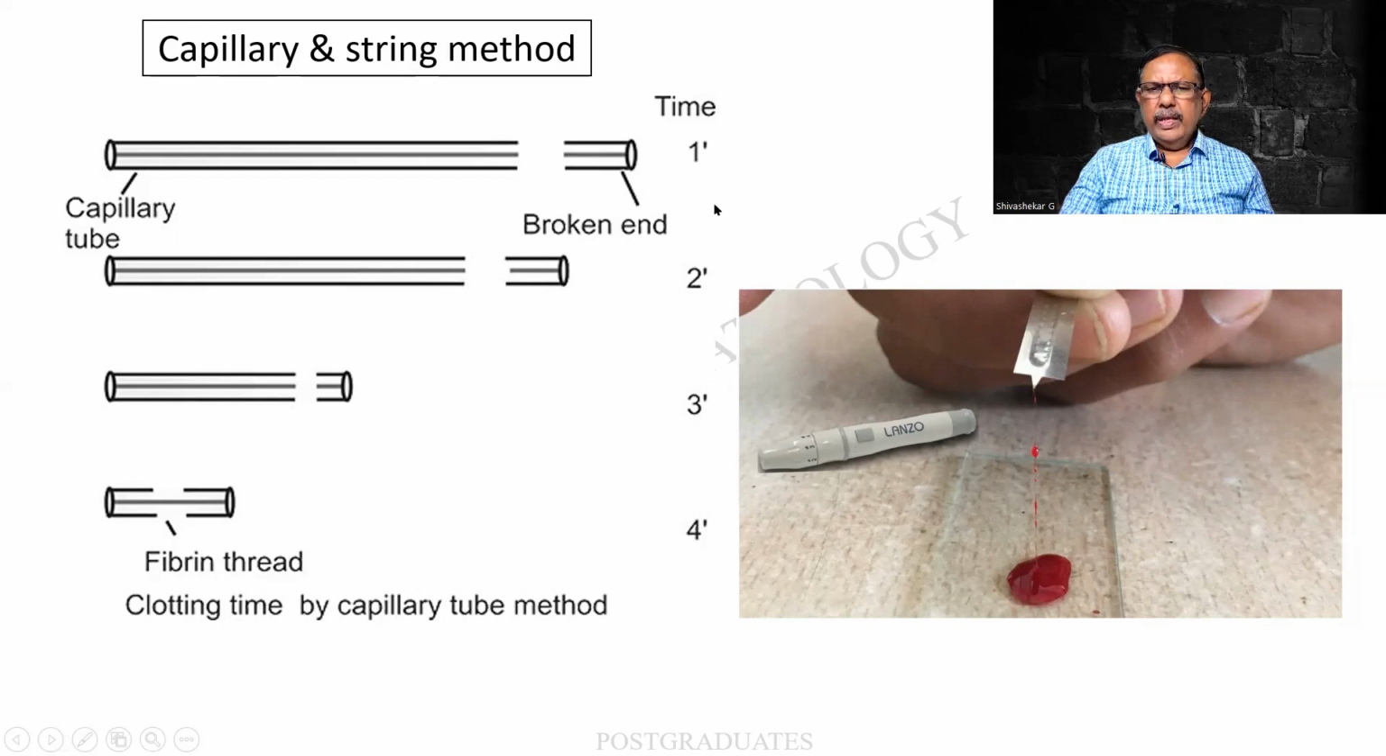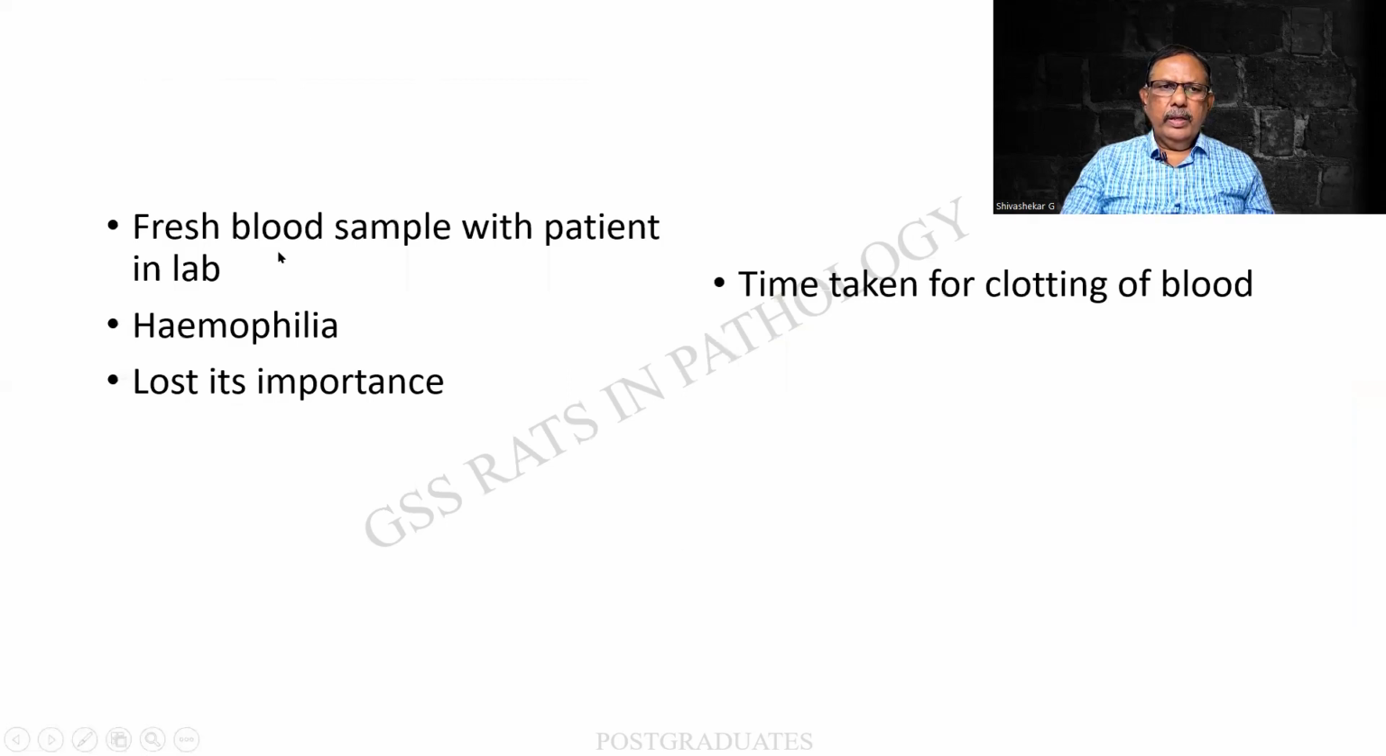Another method is, immediately without the anticoagulant, the blood is kept in a tube and then with the help of a lancet itself, at regular intervals, you try to draw it. And at the end of it, I'll be able to see a fibrin strand. That is the end point of the clotting. Fresh sample, and the patient should be in the laboratory, no other place. Hemophilia will have to be ruled out, and it has again lost its clinical importance.